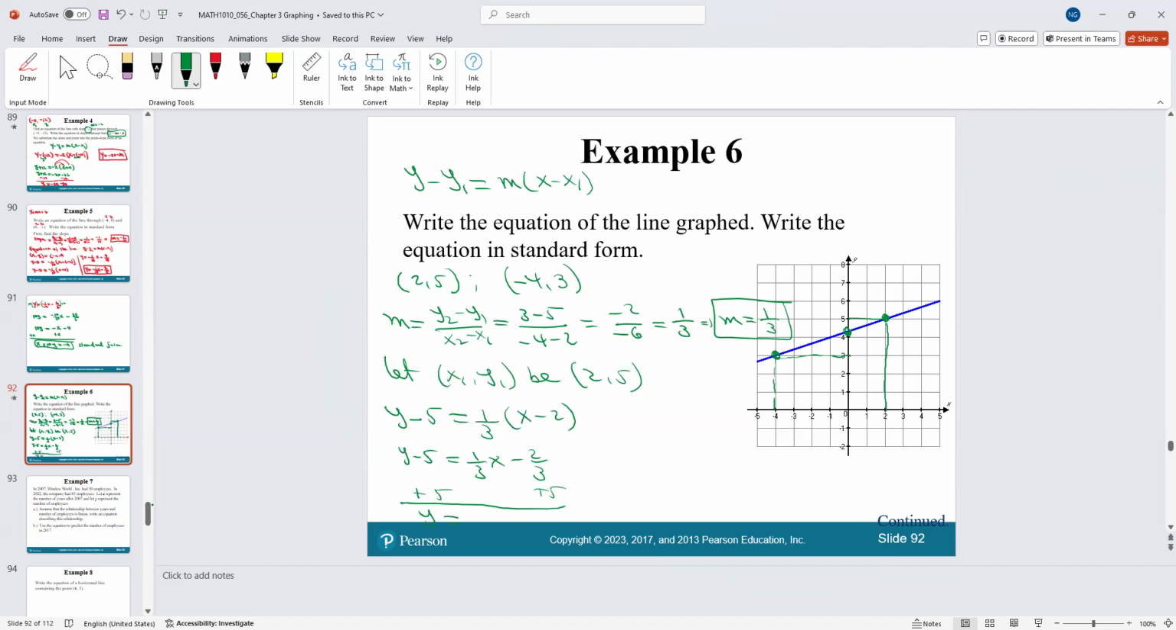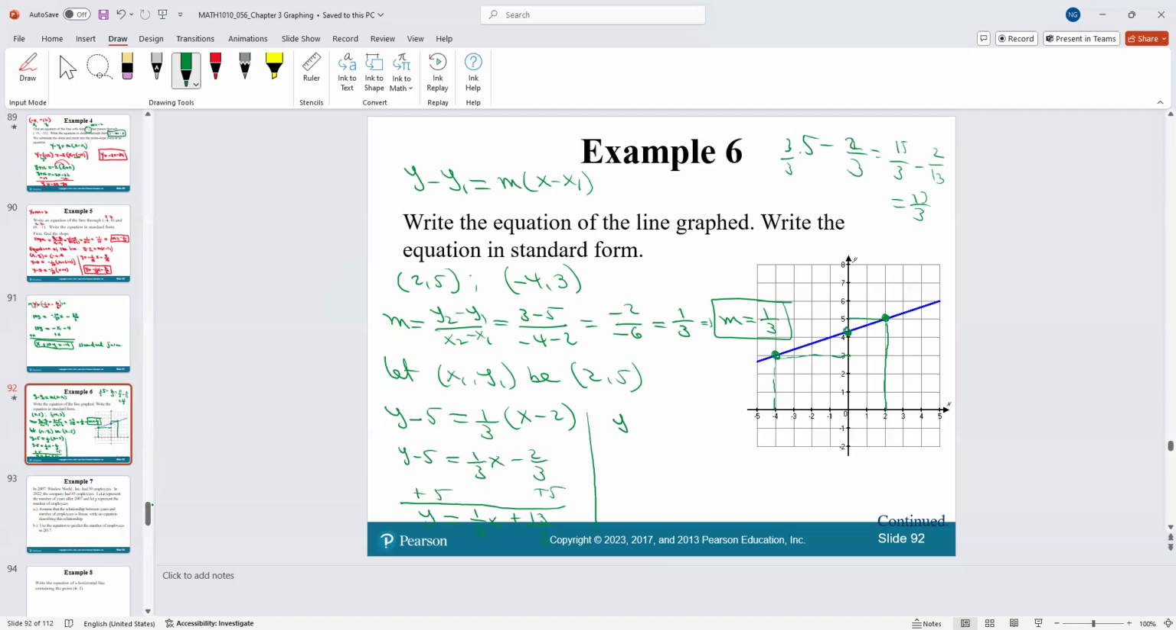Did they ask for a standard form? Oh, actually, they asked us for standard form, but we still need to do 1/3 of x. Now, what is 5 minus 2/3? Same denominator, 3 over 3. So we're going to have 15 over 3 minus 2 over 3. You see, the answer would be 13 over 3. So in this case, we have 13 over 3.